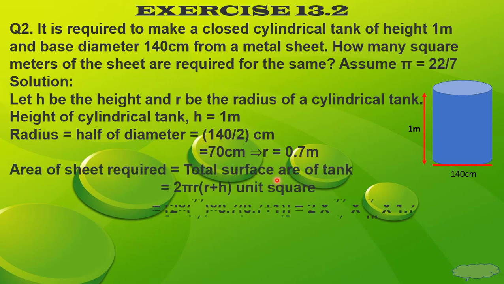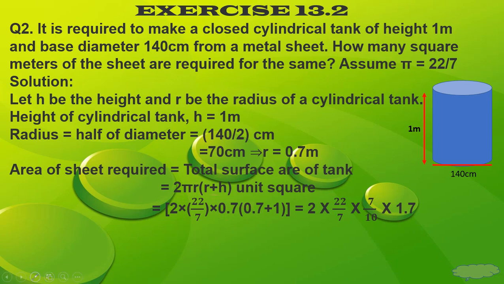Now as area of sheet is required, it is said to make a closed cylindrical tank, that means we have to make the complete cylinder, so it consists of the upper end and lower end also. So the total surface area we have to find out here, and its formula is 2 pi r into r plus h.